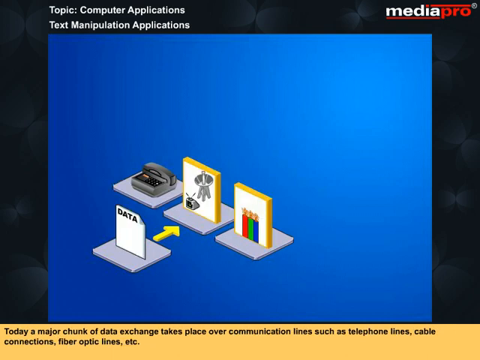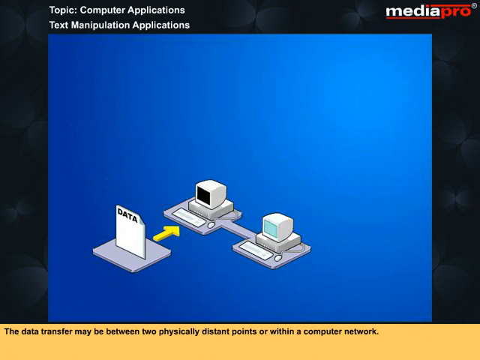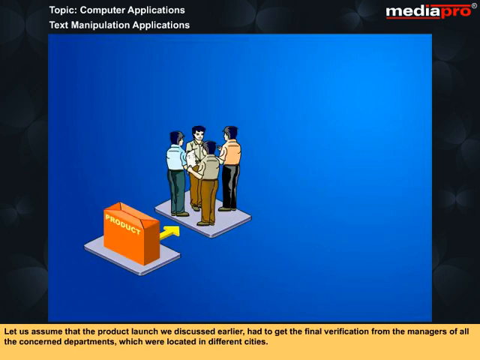Today, a major chunk of data exchange takes place over communication lines such as the telephone lines, cable connections, fiber optic lines, etc. The data transfer may be between two physically distant points or within a computer network. Let us assume that the product launch we discussed earlier had to get the final verification from the managers of all the concerned departments which were located in different cities.